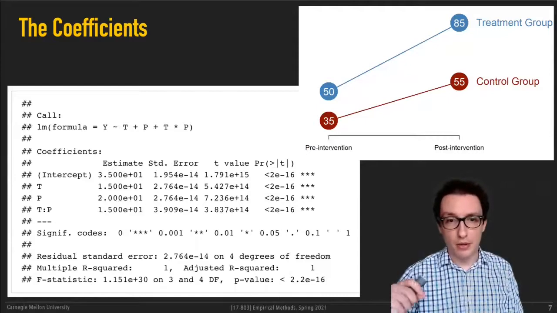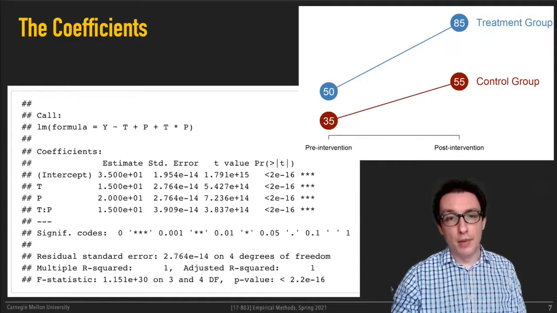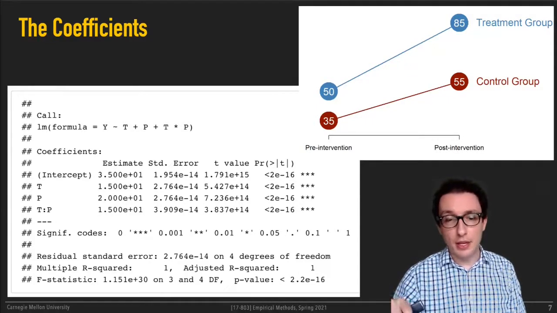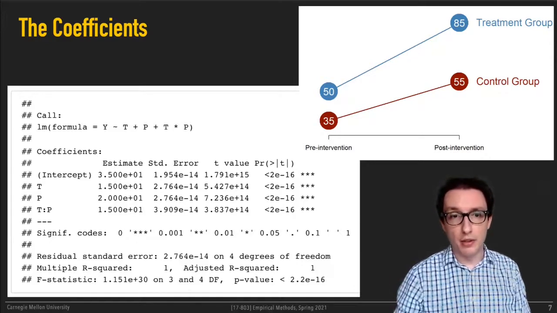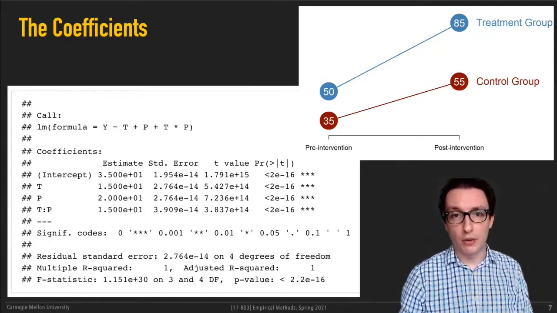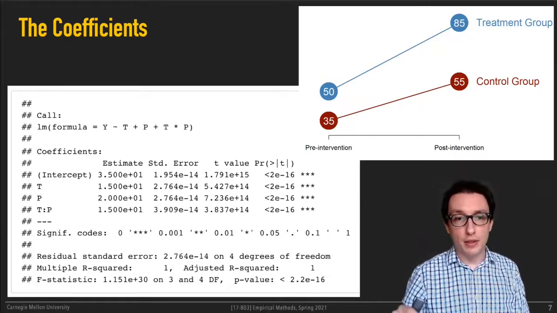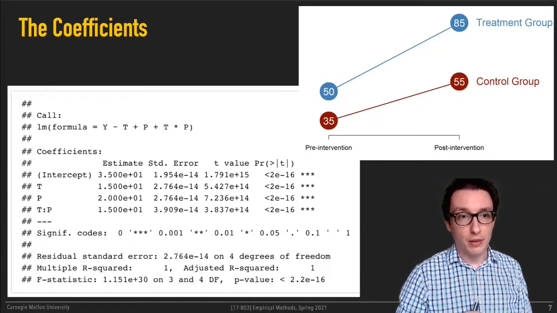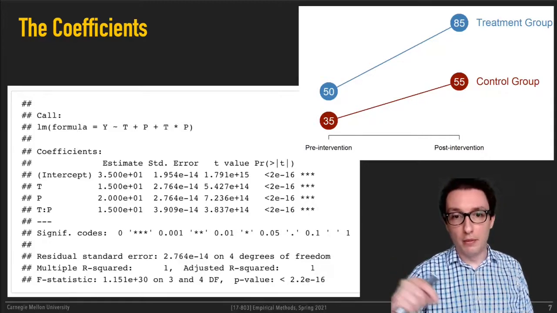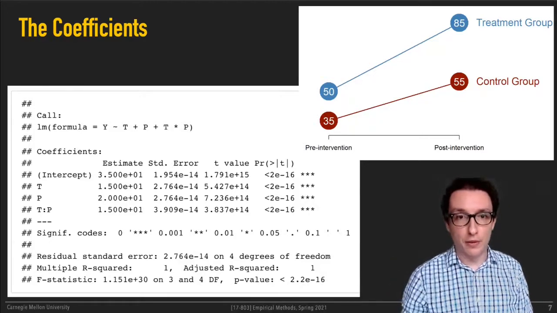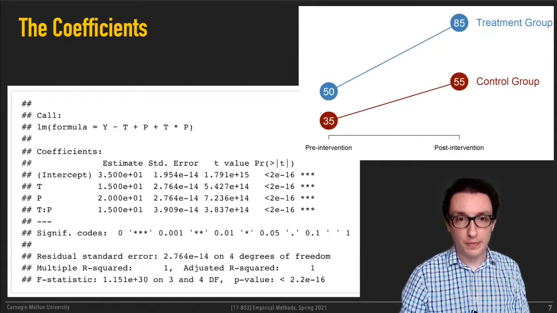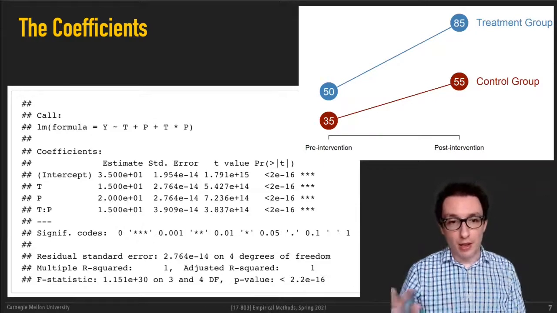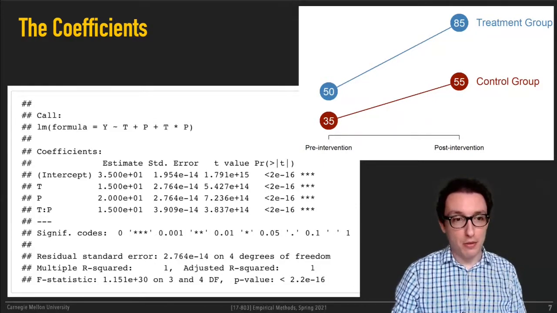By the way, I should have mentioned that earlier. The values that you see inside the circles there on the chart on the right hand side, those are the mean values for the outcome variable in each of the two groups and before and after the intervention. Okay, so let's interpret this model together.